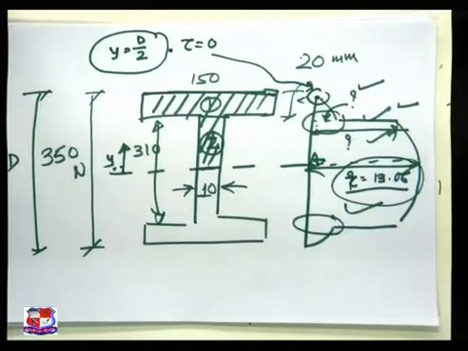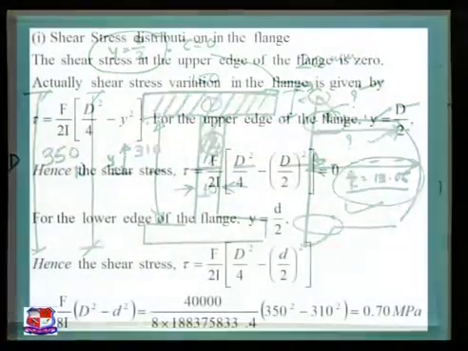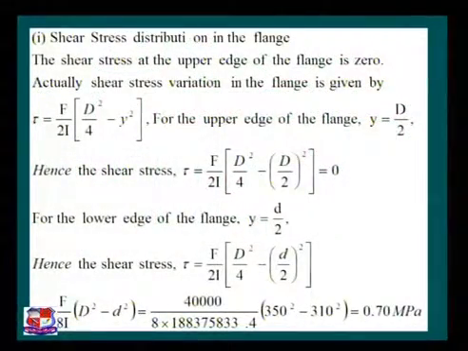Now let us come to the next one. For the lower edge of the flange, y is equal to small d by 2. Now if we put the value small d by 2 over here, and then put all the values of capital D, small d, F and I in this equation, we can achieve the answer. But let us understand it over here.